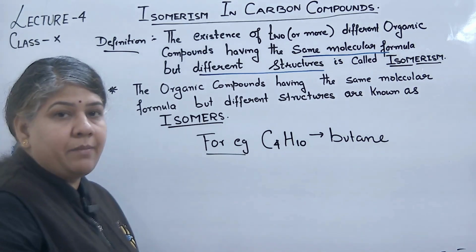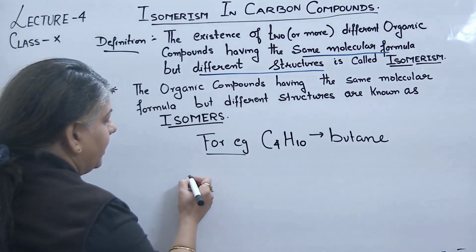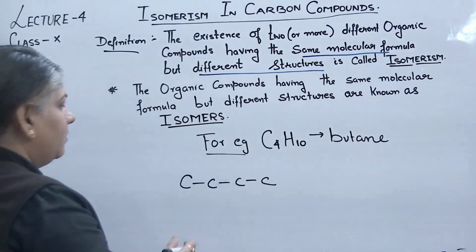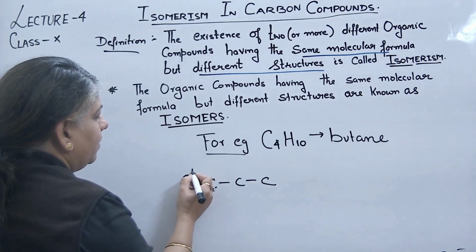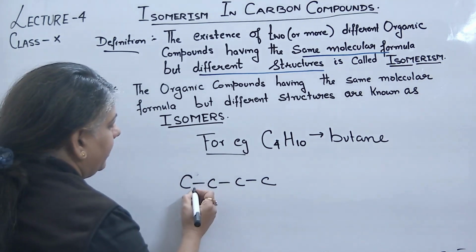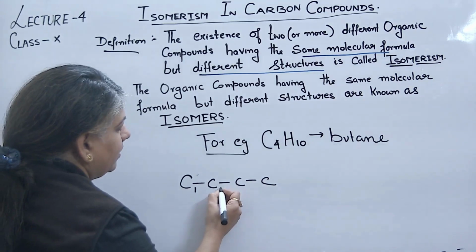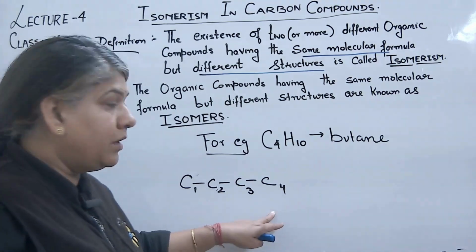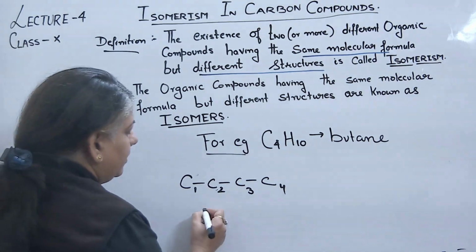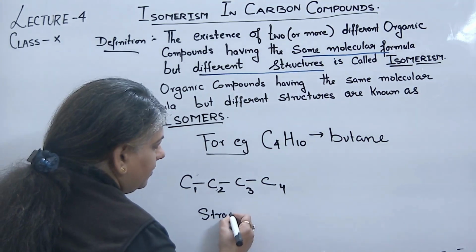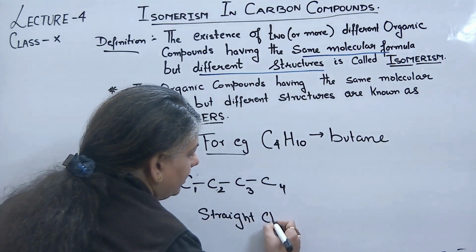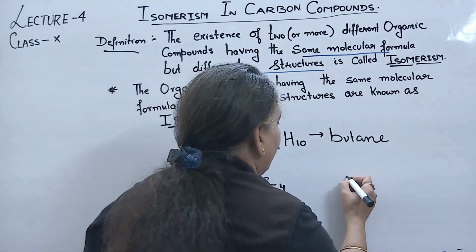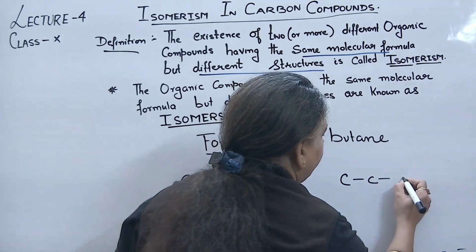See, if we write the carbon skeleton, I am just writing the carbon skeleton, meaning just carbon-carbon bonds. And let's number it here: 1, 2, 3 and 4. See, this arrangement is called a straight chain. And there is one more possibility that it can also arrange in this manner.